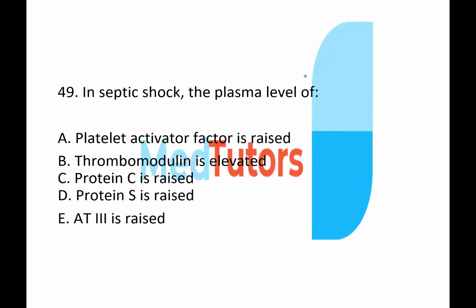In septic shock, the plasma level of platelet activating factor is raised. Thrombomodulin is elevated. Protein C is raised. Protein S is raised. Antithrombin 3 is raised. The answer is A. PAF is raised.